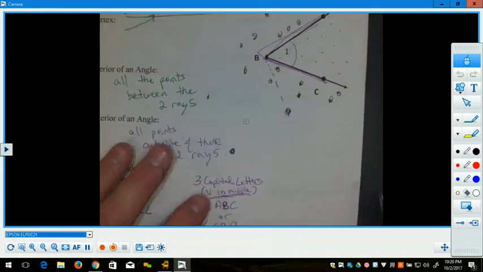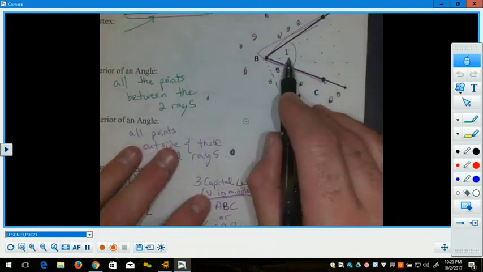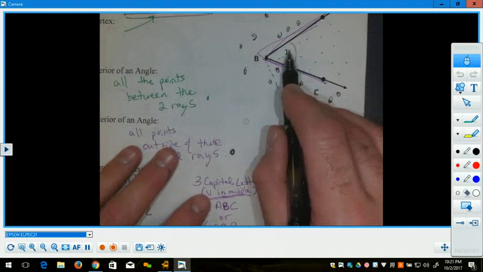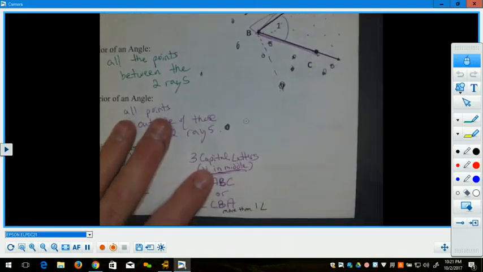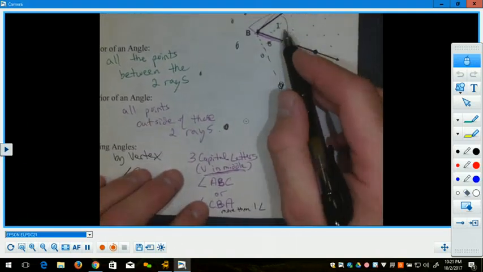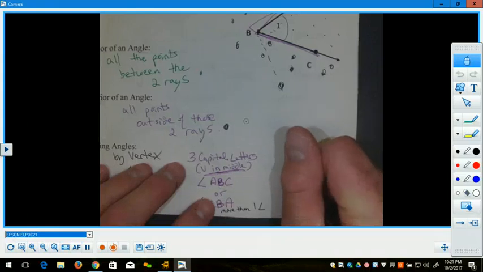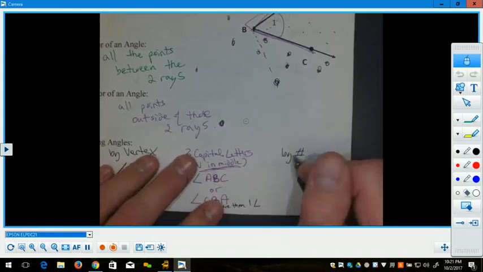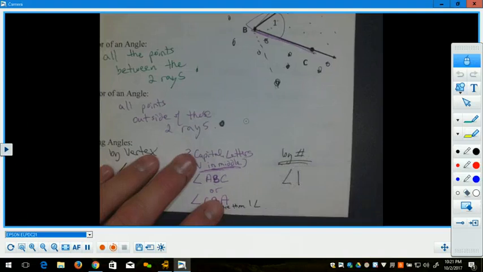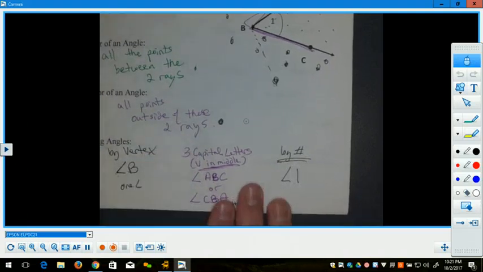And sometimes we'll have a number inside, not the measure of the angle, but just a number without a degree symbol or anything else to show that they're naming the angle. It's not as common, but we do use it sometimes. So in this case, this one would be called angle 1.